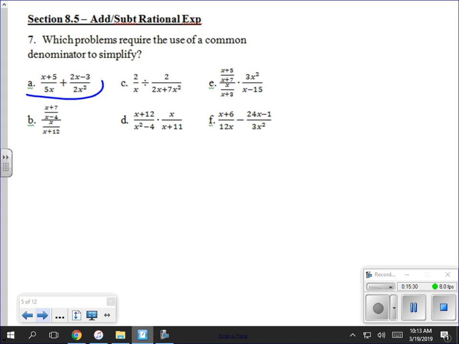So you go through, I have addition. This one requires a common denominator. This is division. Nope. Multiplication. Nope. Oh, subtraction. I do have to do it there. It doesn't say solve the problem. It just says which one do you need a common denominator for? Adding and subtracting fractions. Multiplication, division, no. That's all that one is.